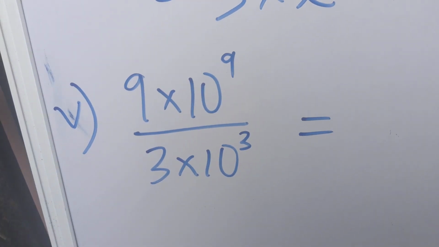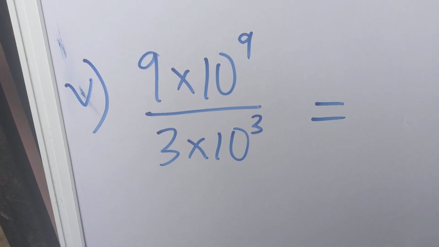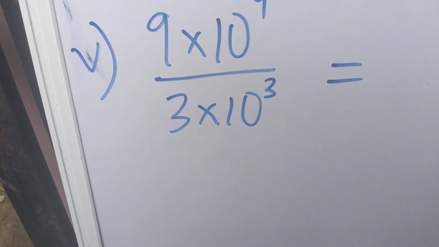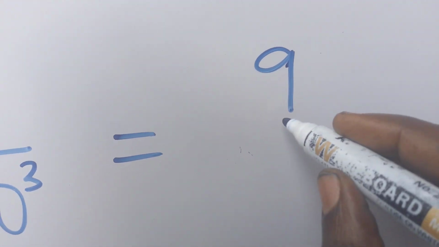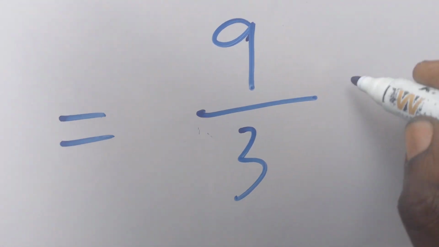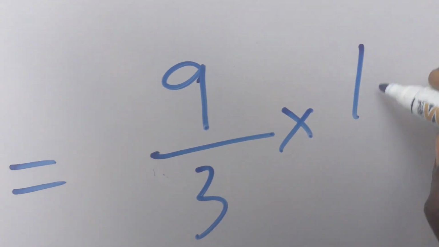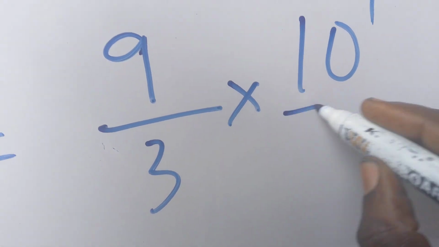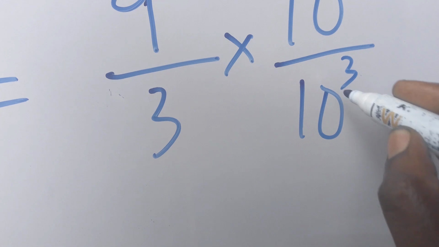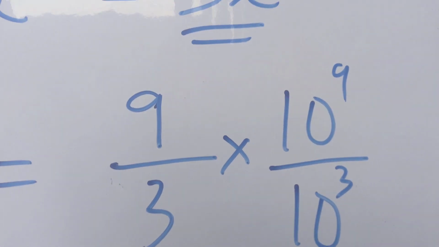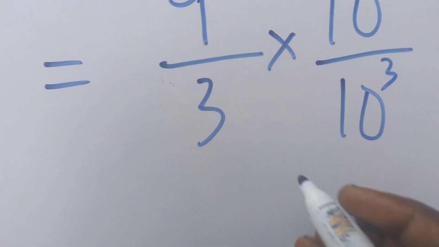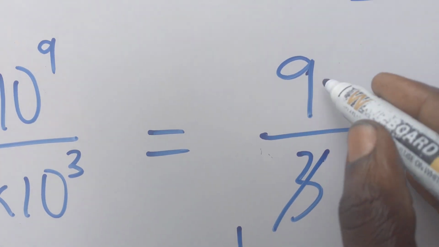Alright, so in figure 5 we have 9 times 10 raised to power 9 divided by 3 times 10 raised to power 3. If I split this, that is 9 over 3 times 10 raised to power 9 divided by 10 raised to power 3. By separating this, now you have 9 over 3 times 10 raised to power 9 over 10 raised to power 3. 3 going into 9 is 3.